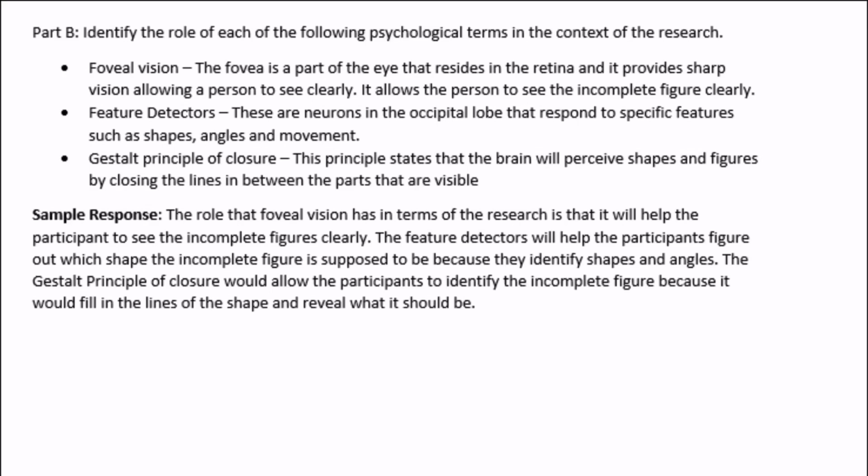Now that we know the definitions of the terms, and we know what role they play in the experiment, we can write our sample response. The role that foveal vision has in terms of the research is that it will help the participant to see the incomplete figures clearly. The feature detectors will help the participants figure out which shape the incomplete figure is supposed to be, because they identify shapes and angles. The Gestalt principle of closure would allow the participant to identify the incomplete figure because it would fill in the lines of the shapes and reveal what it should be.